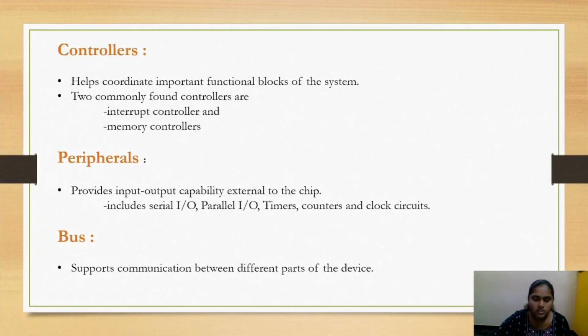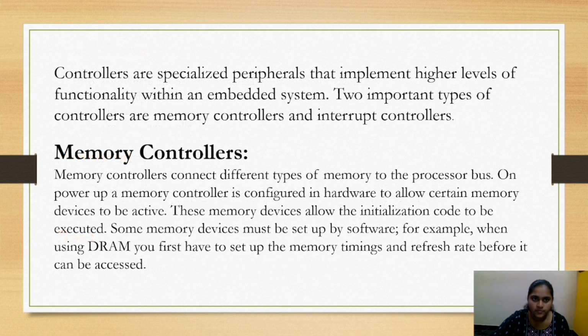The second one is the controllers. Controllers help coordinate important functional blocks of the system. Two commonly found controllers are interrupt controller and memory controller. Next one is the peripherals. Peripherals provide input-output capability external to the chip. It includes serial input-output, parallel input-output, timers, counters and clock circuits. And the last one is the bus. Bus supports communication between different parts of the device.